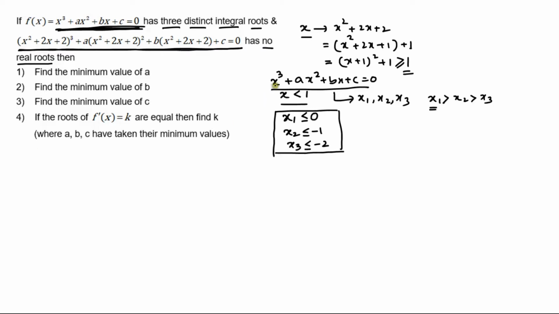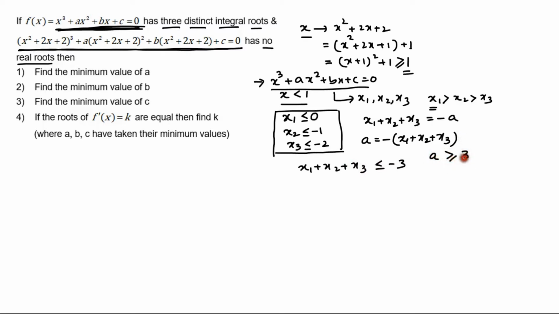Right? For this equation, the three roots are x1, x2, x3. So, what is x1 plus x2 plus x3? That is the sum of three roots, which will be minus a. So, a is nothing but minus of x1 plus x2 plus x3, right? Now, x1 plus x2 plus x3 is less than or equal to minus 3. Therefore, a will be greater than or equal to 3.